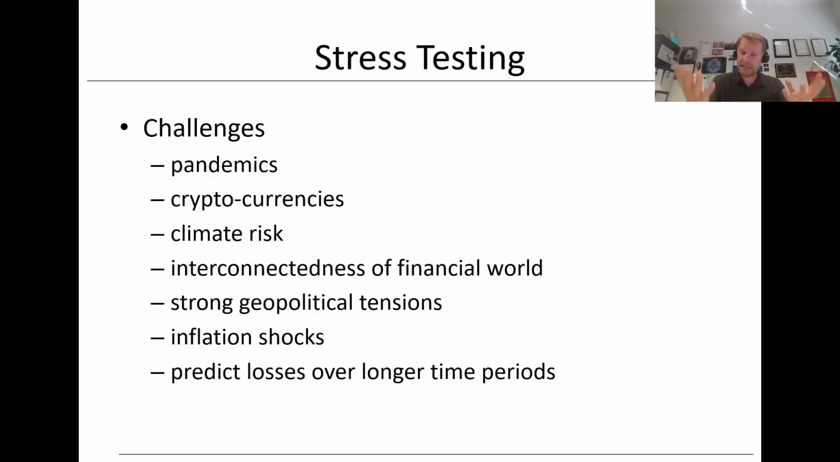Think about the interconnectedness of the financial world, which is sometimes hard to understand. It's hard to first see it, to find it, to quantify it, but then it's also hard to find the weak spots in there. And yet, this is something that we should aim for if we do stress testing. Think about the strong geopolitical tensions right now. Think about inflation shocks and so on. All of these are key challenges, together with the fact that when you're doing stress testing, you want to forecast very far in the future. And it's well known that the further you go in the future, the bigger your confidence bands become because there's more uncertainty about the future. So that's very important to consider as well.